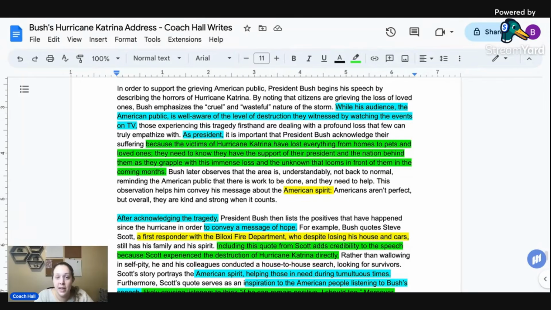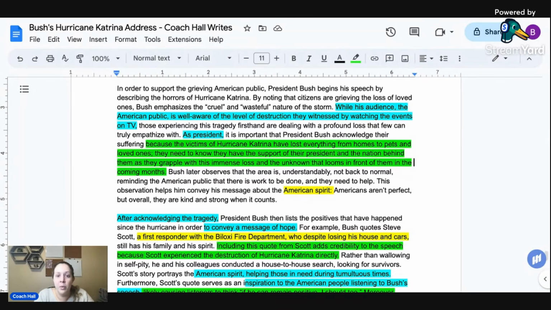As president, in this case, we're acknowledging the speaker's credentials. And I think that's important. So, regardless of who your speaker is, if they're an activist, a lawyer, a president, presumably there's something about their role or their credentials that impacts their speech. Why is President Bush the best person to give this speech? Well, it was a tragedy that affected the American people, and he's president. So, it would make sense that he's going to give this address. So, we see that analysis here.